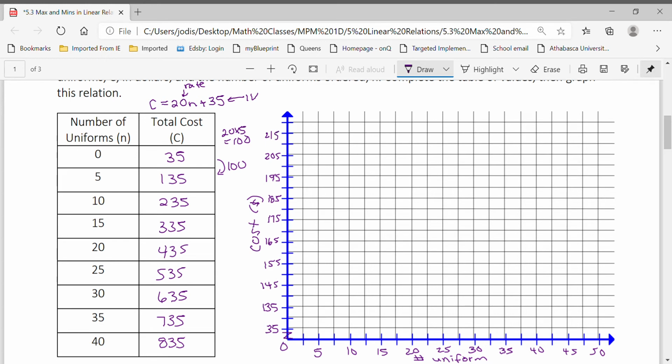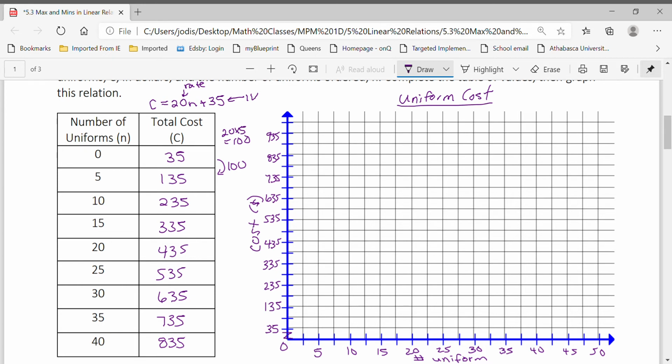Okay. Oops. I failed at that. I wasn't paying attention. I was counting by 10s instead of by hundreds. So let me just try that again. 135, 235. Okay, that's a little bit better. And we need a title, so I'm just going to call it uniform cost.